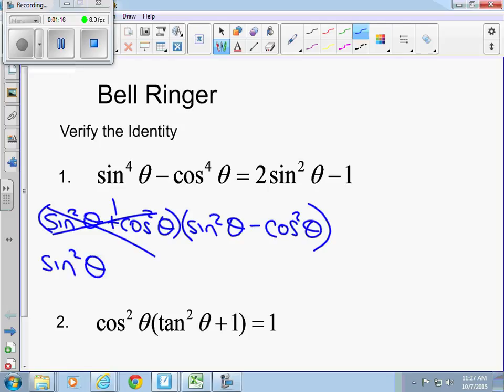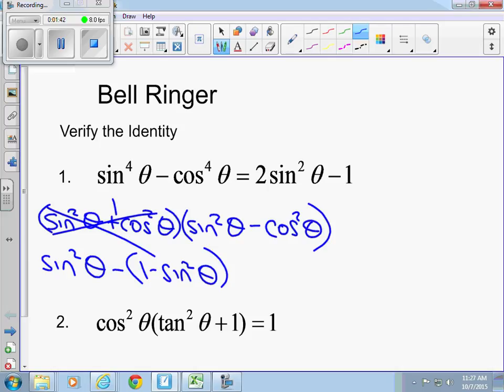Good. I'm going to change cosine. I'm going to use the identity. I know that cosine squared is equal to 1 minus sine squared, so I'm going to change cosine squared to 1 minus sine squared. There are a lot of different ways you could do it. For the most part, it's like cool. Any questions so far?